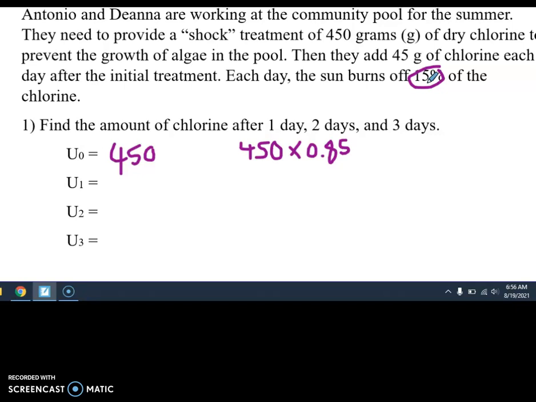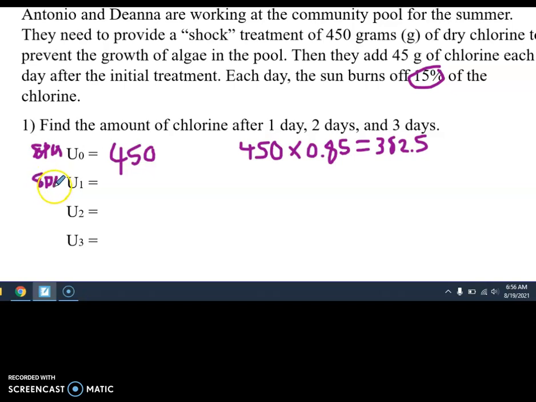And so that's going to leave me with 382.5 grams of chlorine in the water. So let's say we're doing this in a 24-hour period of time. Let's say, for example, we're starting at 8 p.m., which is when they put in the shock treatment to begin with. And let's say at 8 p.m. the next day, they're going to add additional chlorine to the pool.